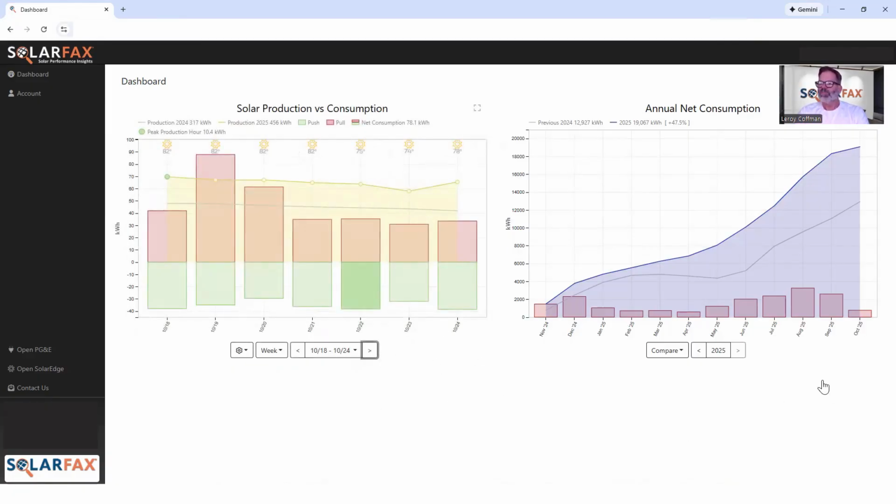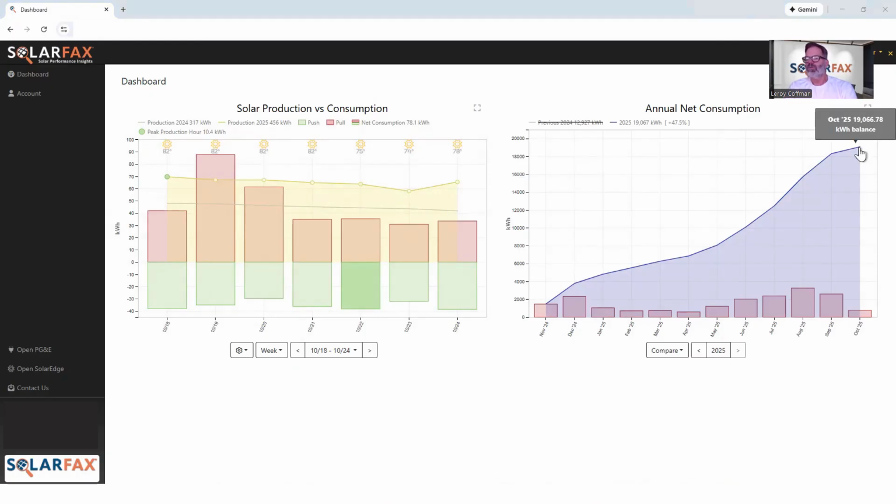And then on the right, we have your cumulative consumption over the past 12 months. So if we look right here, we're in November, end of November, and we can see that the energy consumption cumulative over the past 12 months is 19,000 kilowatt hours. And then we look at the preceding 12 months, and we can see that the customer has consumed more energy over the past 12 months.